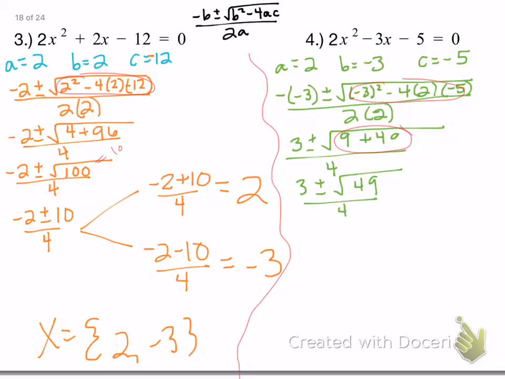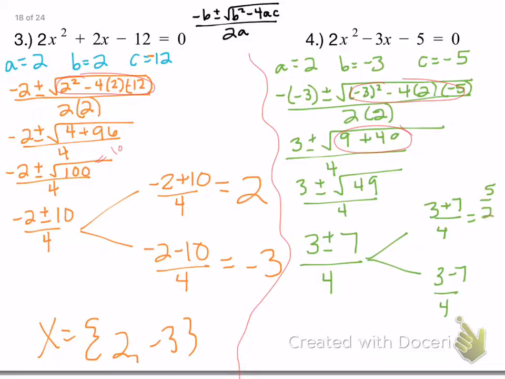We are not done yet. We know that radical 49 gets you 7. All of that's over 4. And this is where it breaks off into 2, where you'll have 3 plus 7 divided by 4, and 3 minus 7 divided by 4. So our first one, 3 plus 7 divided by 4, gives you 5 over 2. And 3 minus 7 divided by 4 gives us a negative 1. So our set of solutions here is 5 over 2 and negative 1.